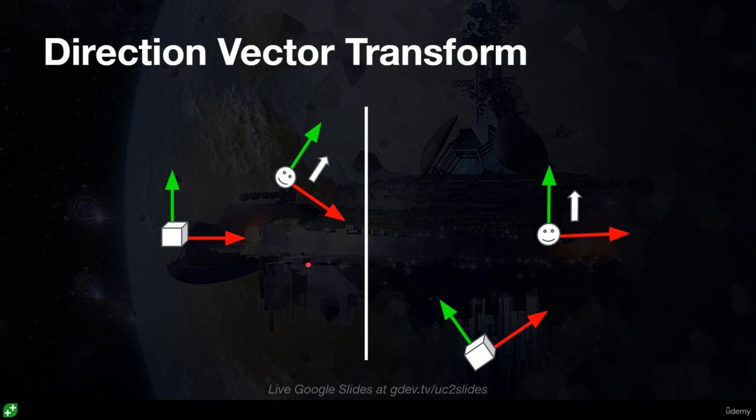Now, if you do a direction vector, things look a little bit different. A direction vector is one that says, this is the way I should point, not necessarily where a thing is.